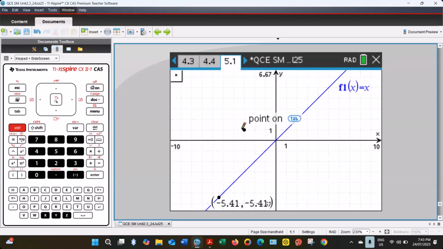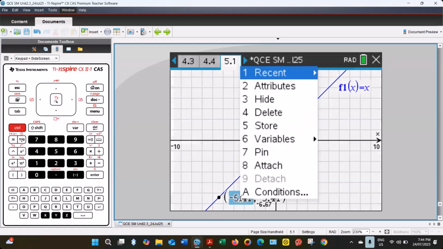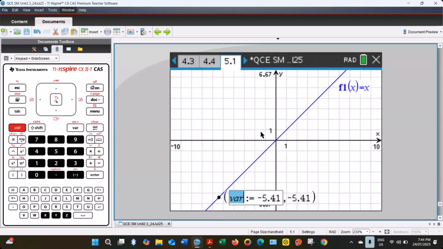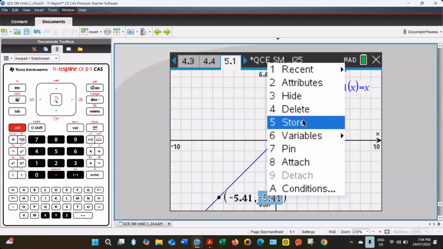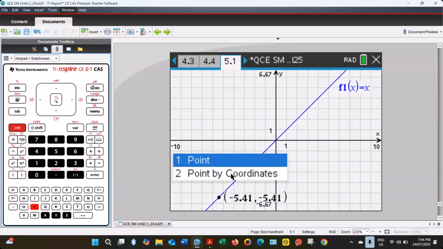And I've locked that in, and I get the coordinates as well, which is nice. Now, what I want to do is store this value as a variable xc. So you just hover over it, then the context menu, control menu, store, and I'm going to store it as xc. And likewise, the other one I'm going to store as yc. So hover over it, control menu, store, yc. Now what I want to do is put in a new point with coordinates xc and 1 on yc. So again, to add a point by coordinates, I just hit the key for the letter P and select point by coordinates.